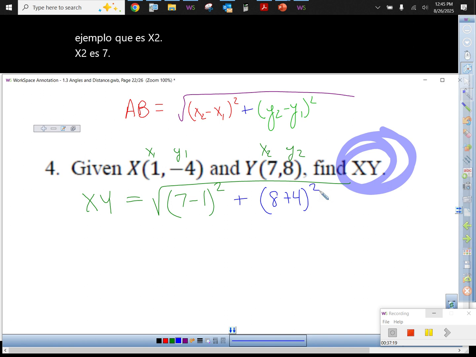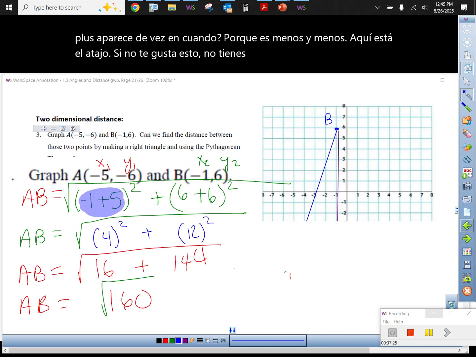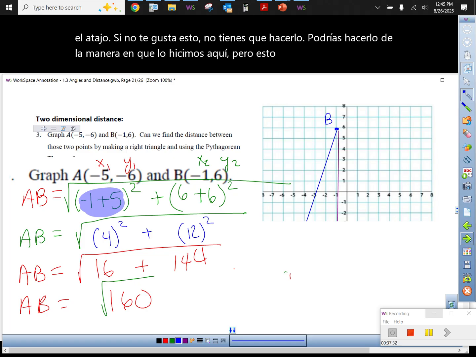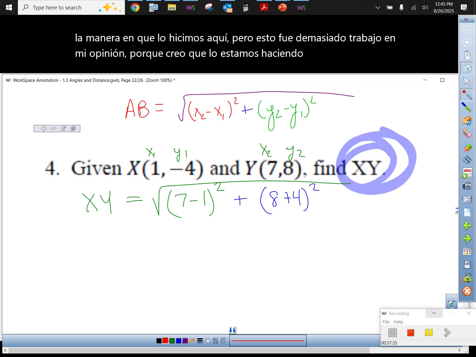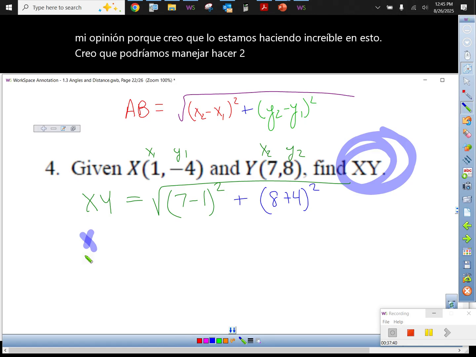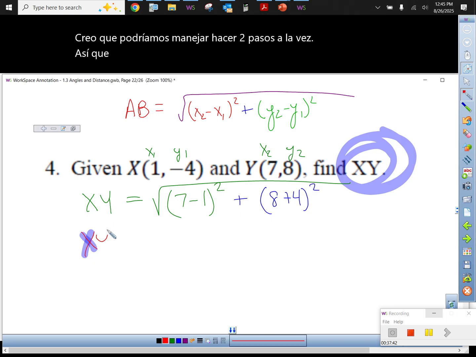Here's the shortcut. If you don't like this, you don't have to do it. You could totally do it the way we did back here, but this was too much work, in my opinion, because I think we're doing awesome at this. I think we could handle doing 2 steps at once. So watch this. You need the distance from X to Y with a pen and not a highlighter. You need the big old square root symbol.